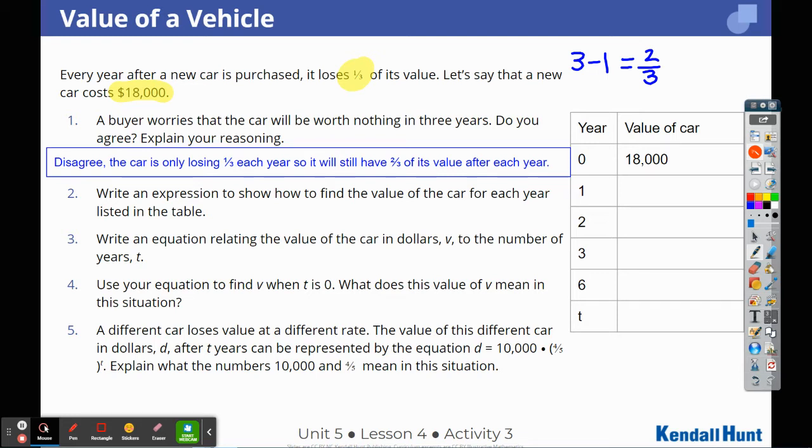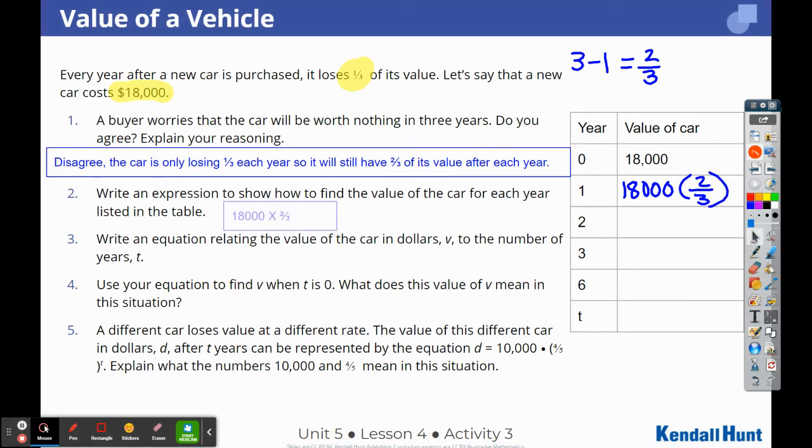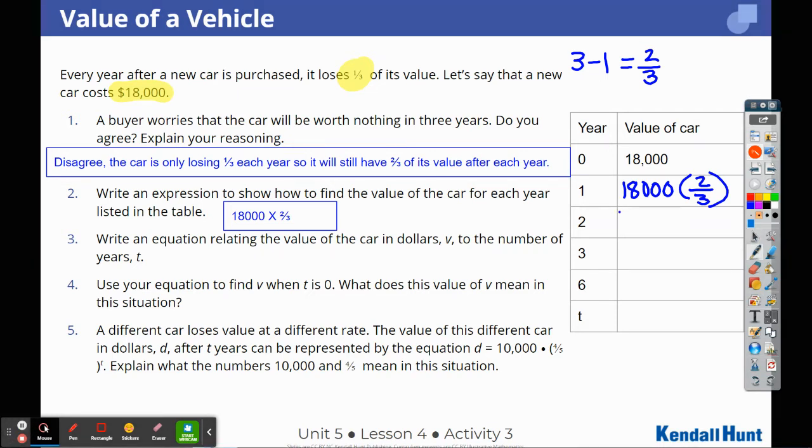So I'm going to have 18,000 times 2/3 for the first year. So every time I'm taking that 18,000 and multiplying it by 2/3. To get the second year, we're going to have 18,000 times 2/3, because that's what we had at year one, and then we're going to multiply that by 2/3 again. And then for the third year, we're going to have to multiply it by 2/3 again.